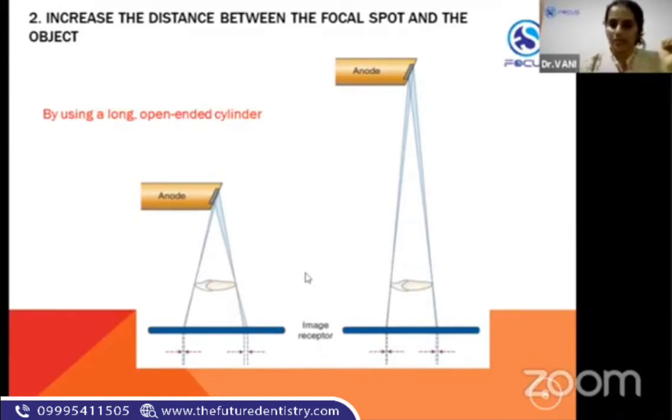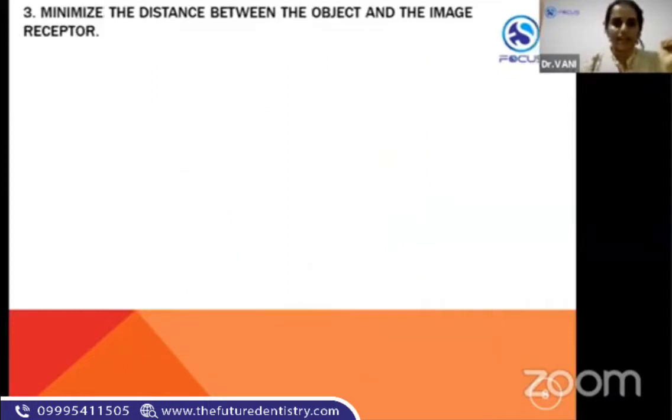Okay, I'm just proceeding to the next slide. The third principle is you have to minimize the distance between the object and the image receptor. Okay, I'll just repeat. Someone has asked to repeat.